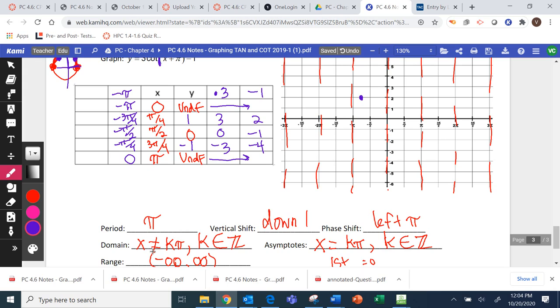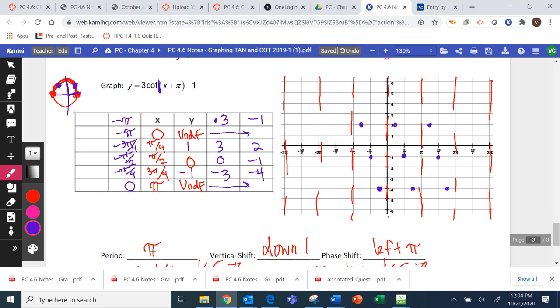At negative pi over 2 is negative 1, and then negative 4. Got to make sure we have our correct concavity. That's going to be concave down, and this will be concave up. And we just finish the pattern, and that's it.